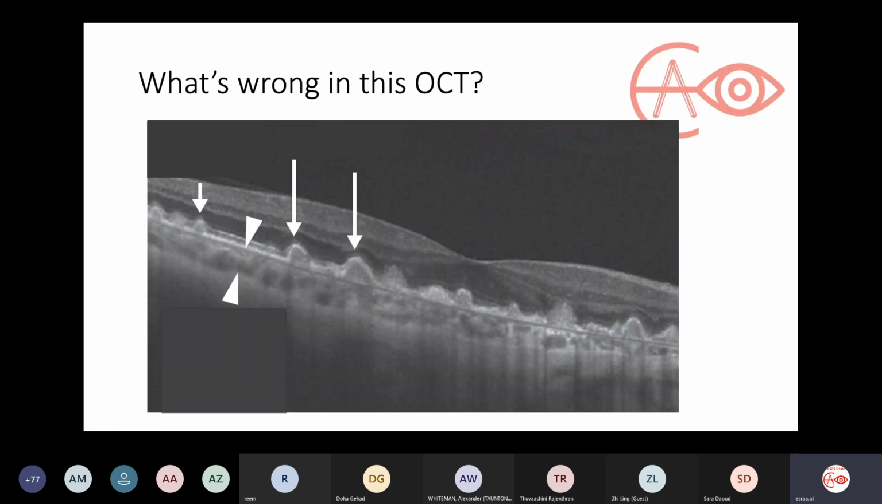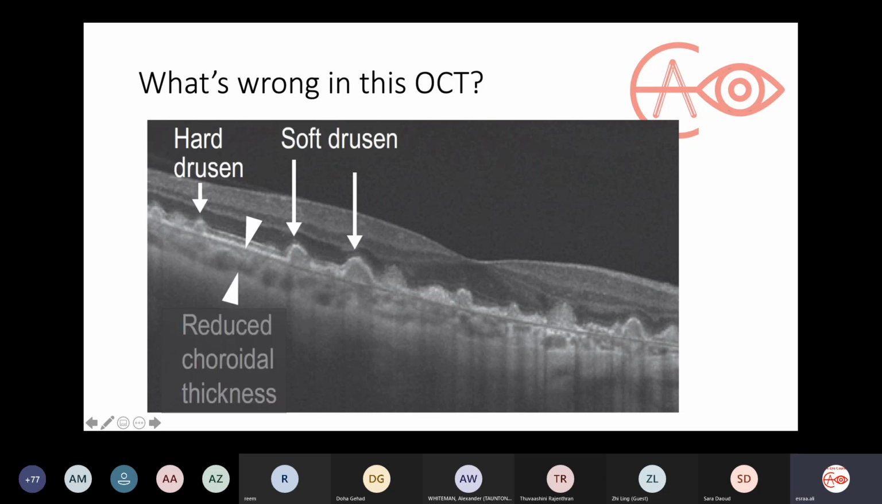This is a very common and easy question as well. What are these findings? Again, walk with your RPE, but the RPE seems to be moving up, and there's a hyperreflective material under your RPE. So these are drusen. Very well, everyone. Drusen are soft drusen and hard drusen, depending on their pathology. And this is what I wanted you to appreciate: if you remember when I showed you the normal image, the choroid was much thicker than this. So there's reduced choroidal thickness as well.